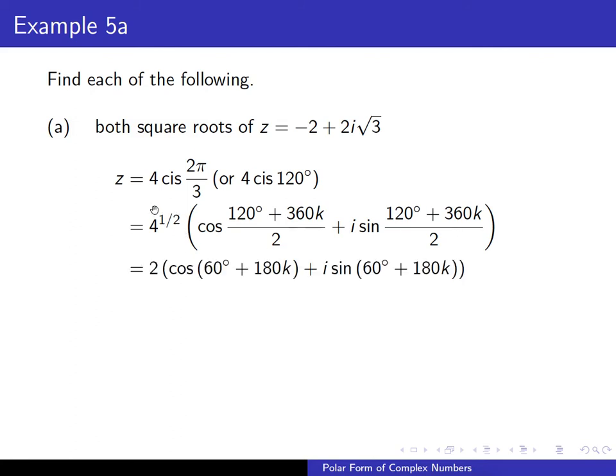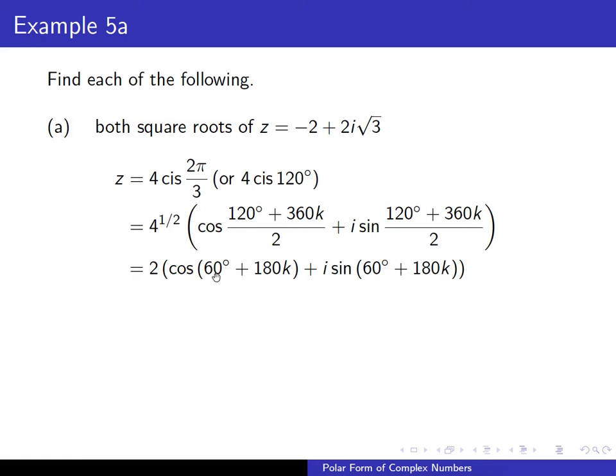So 4 to the 1 half, or the square root of 4, is 2. And then 120 divided by 2 is 60, and 360 divided by 2 is 180. So we could write this as 2 cosine of 60 degrees plus 180k plus i sine 60 degrees plus 180k, or if you don't want to write out that much, 2 cis 60 degrees plus 180k.